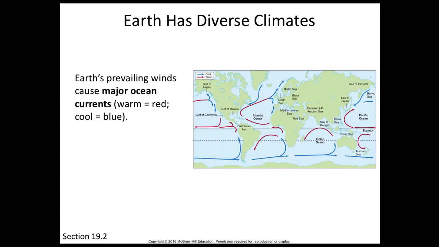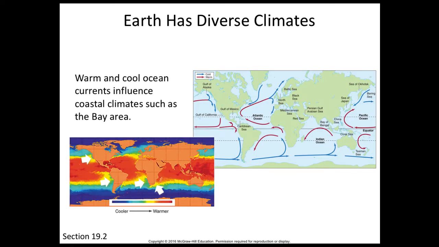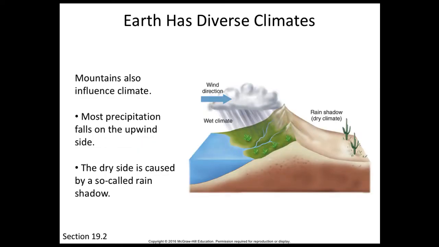The Earth's prevailing winds are directly tied to the Earth's major ocean currents. And on this map of our ocean currents, we can see there are many warm currents represented by the red arrows and many cool or colder currents that are represented by the blue arrows. Warm and cool ocean currents influence coastal climates such as the Bay Area around the College of San Mateo.